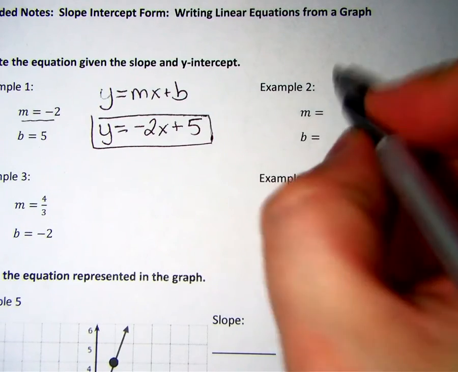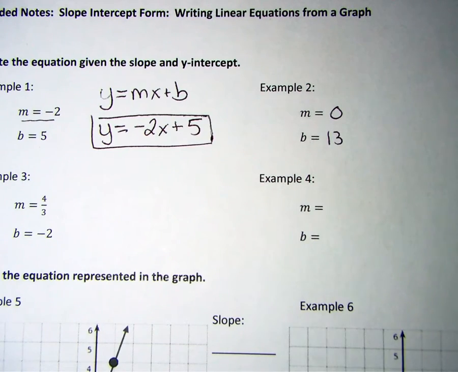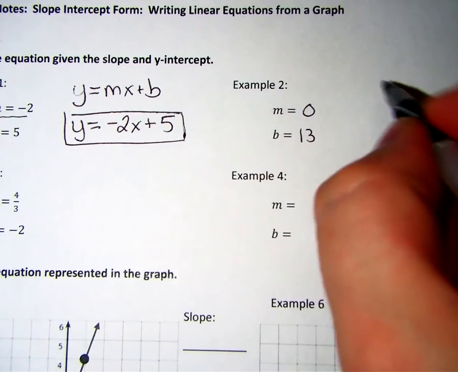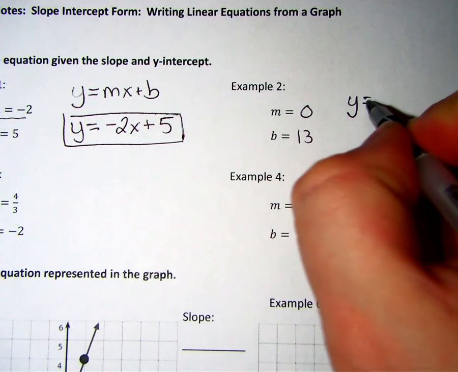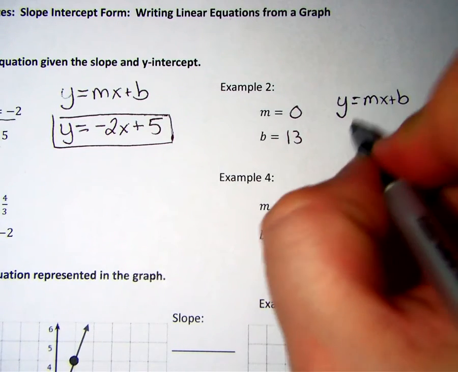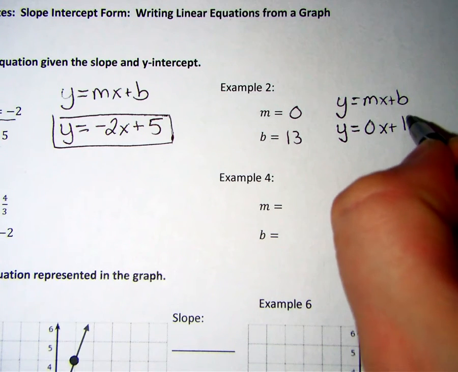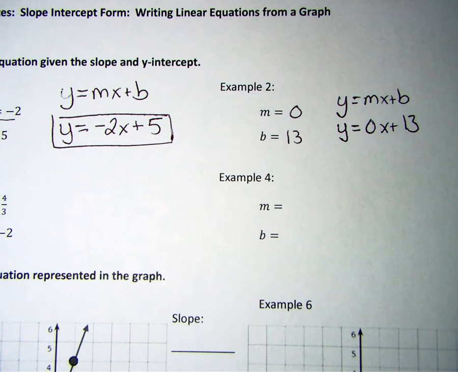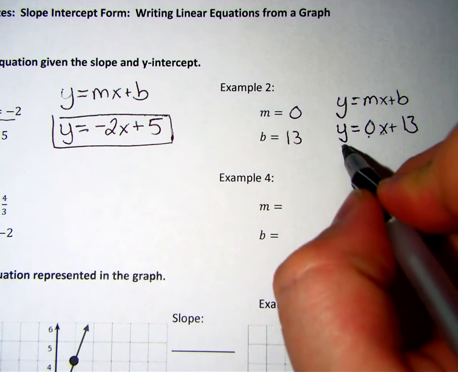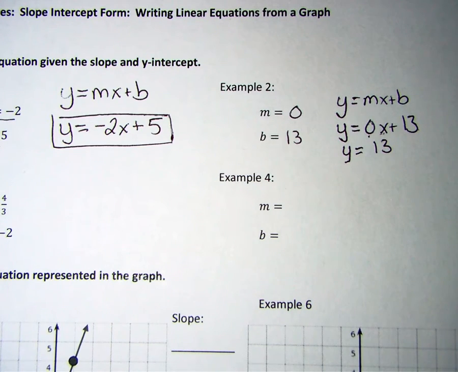Example number 2, I'm going to give you an m value of 0 and a b value of 13. So again, we're going to use the equation slope-intercept form, y equals mx plus b, where we plug in what we know. Y is equal to, my value of m is 0, x plus my value of b is 13. 0 times x is the same as 0, and 0 plus anything is whatever that value is. So we can simplify this entire expression to say y is equal to 13.